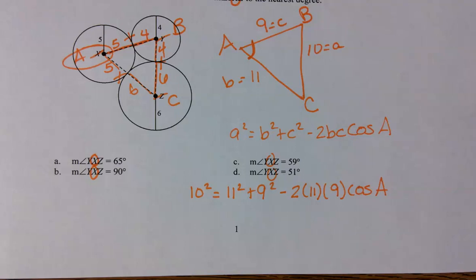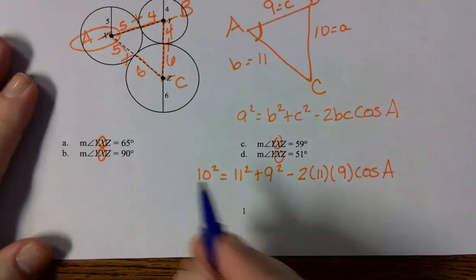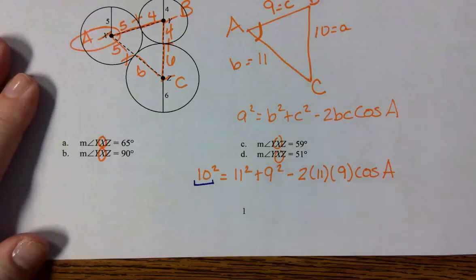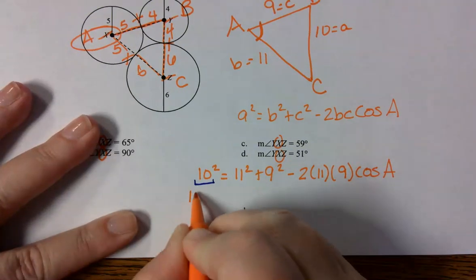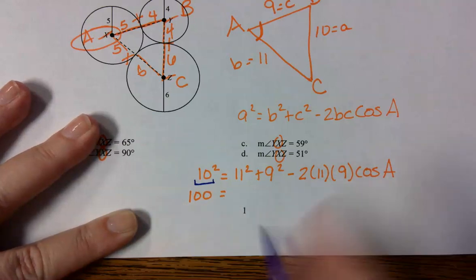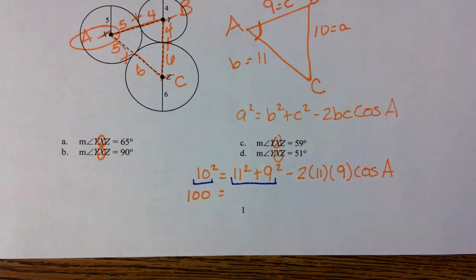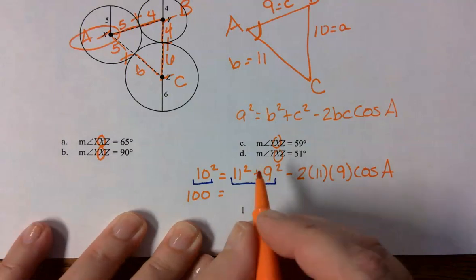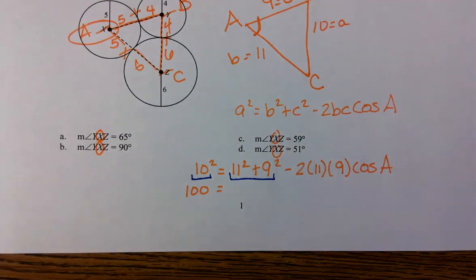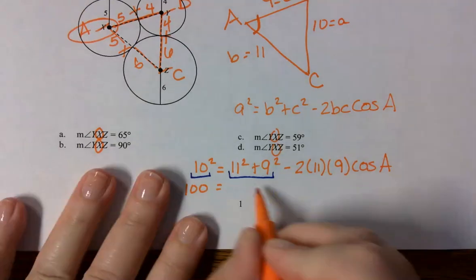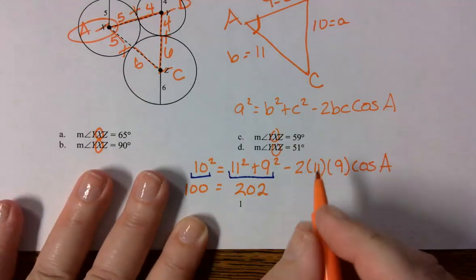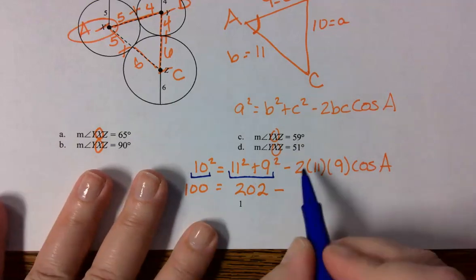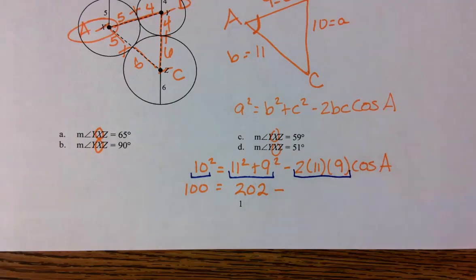Okay. This is where we're going to start chunking. We're going to do that one. So 10 squared is 100. We're going to do 11 squared plus 9 squared. I got 202. Did anyone not get that? Okay. And we're going to multiply that together.